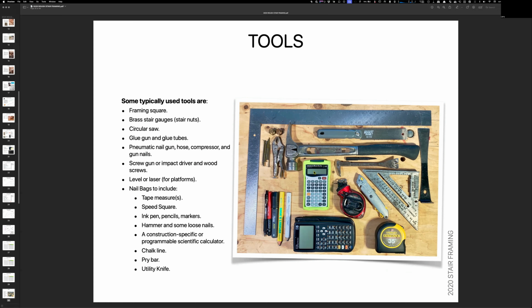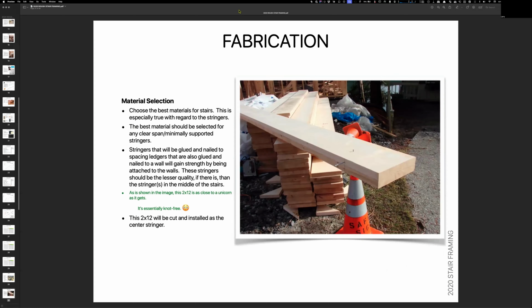And yes, I do use Construction Master, but I don't trust it for certain things because it's not accurate for jacks. But that's a whole different video. So you've got to select your material. If you look, this is a 2x12 from Canada that has no knots. And when I saw that, I was like, this is like a unicorn board. It's magical.